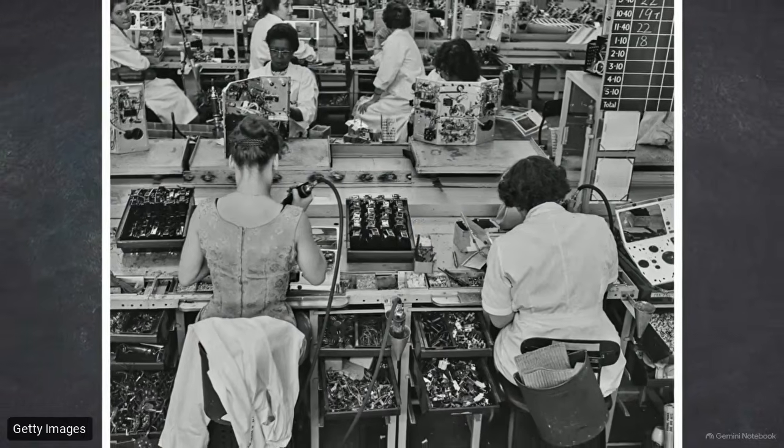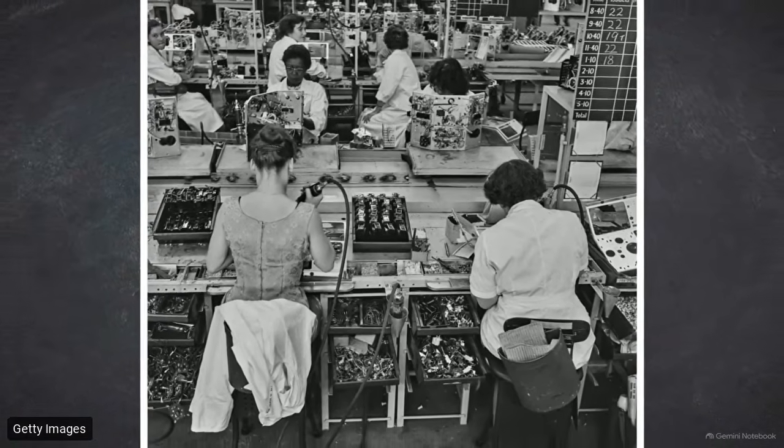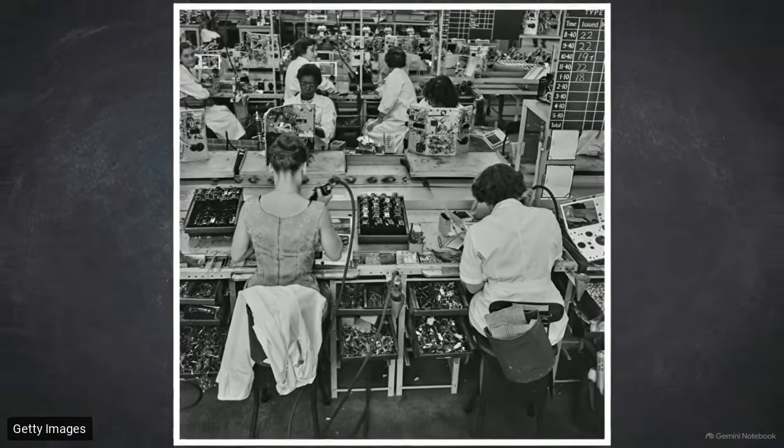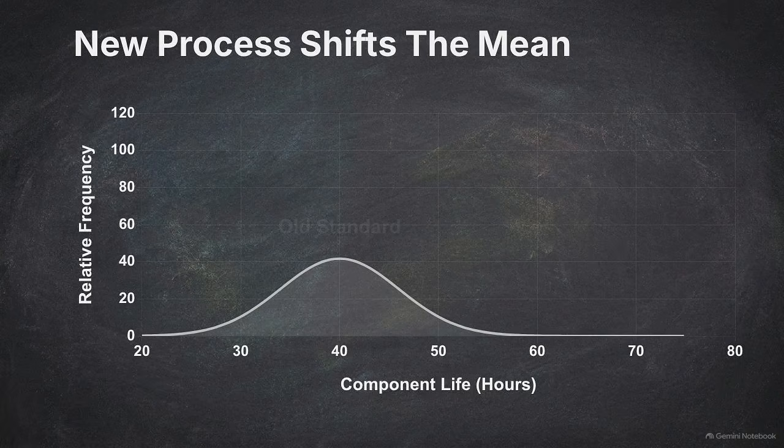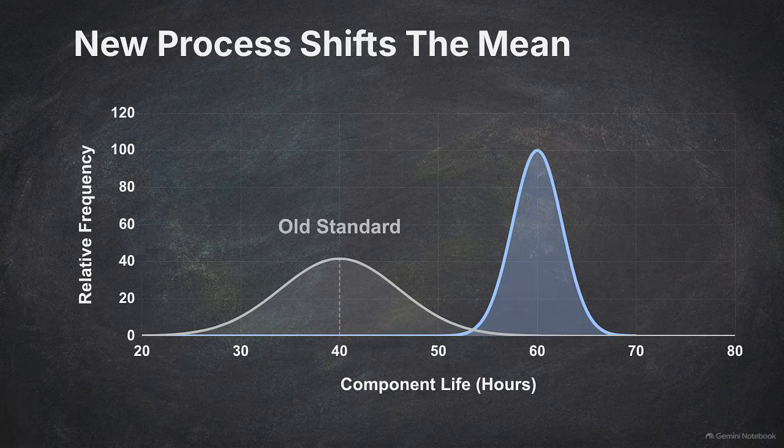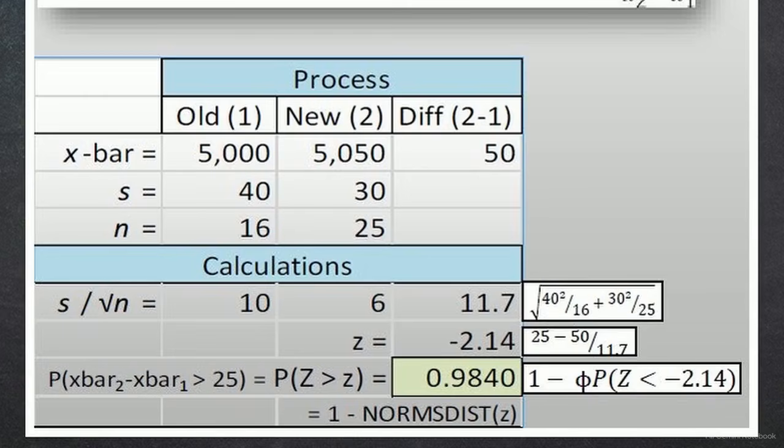Quality engineers use this theorem as a lens to analyze overlapping production lines. Six Sigma black belts use it to calculate the difference in means between an old manufacturing standard and a newly improved one. This spreadsheet shows the math in action. Because the sample size is sufficiently large, engineers can calculate z-scores and determine probabilities, like this 98.4% result, without needing the individual components to behave normally.